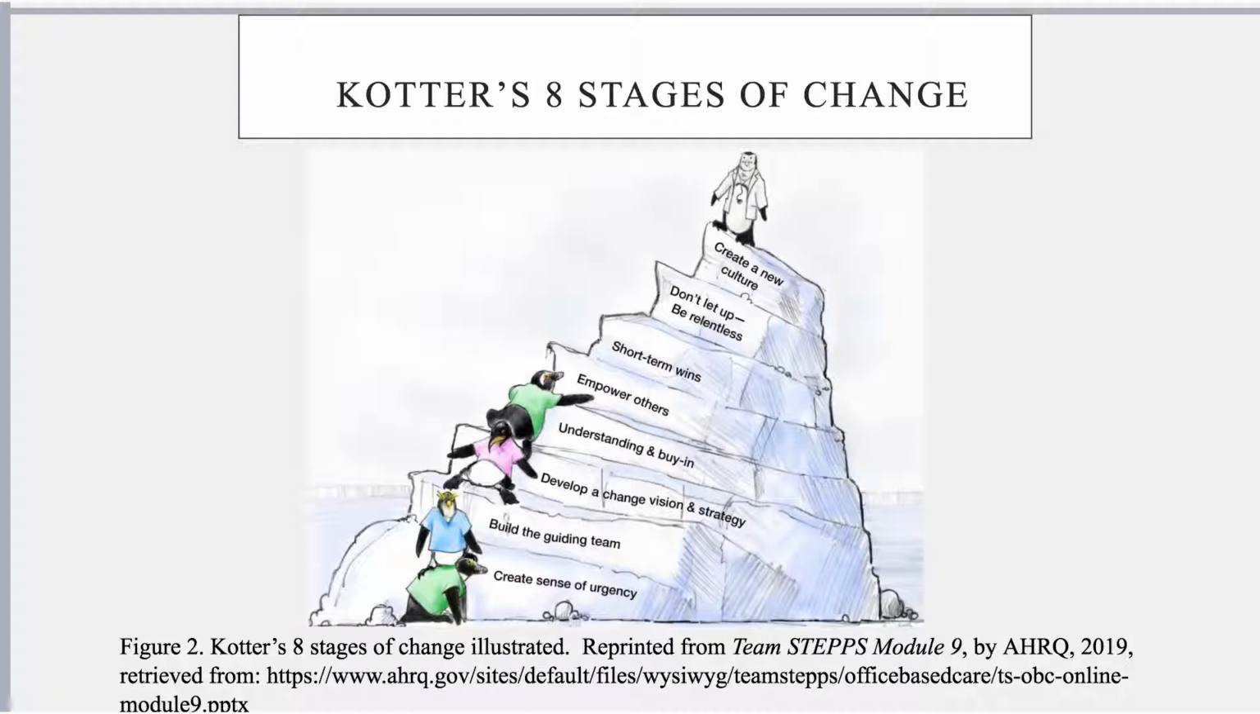Cotter's 8 stages of change are a tool that can be used to help us implement our quality improvement into the primary care clinic. This picture is taken from TeamSTEPPS Module 9, and the stages of change are from bottom up. And the first stage of change is creating a sense of urgency. In the clinic, we could create a sense of urgency by first letting the staff know that hand hygiene is a priority and also letting them know where they're at on their compliance, which would be around 60%.